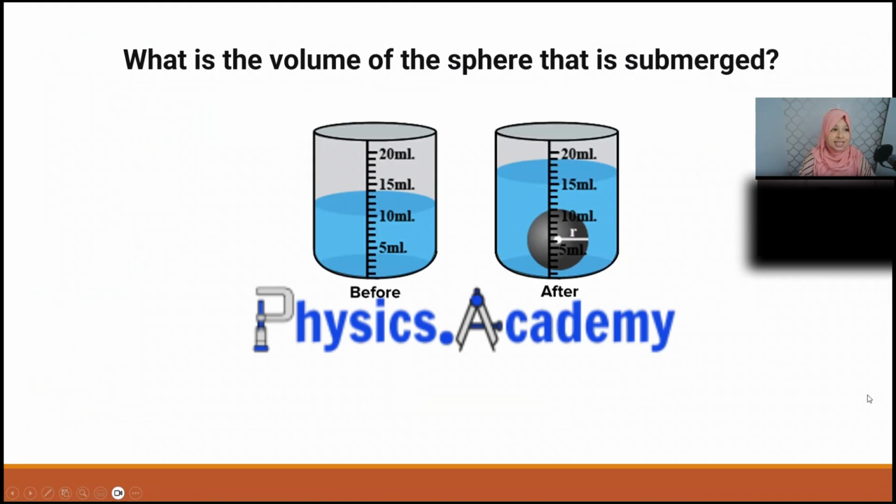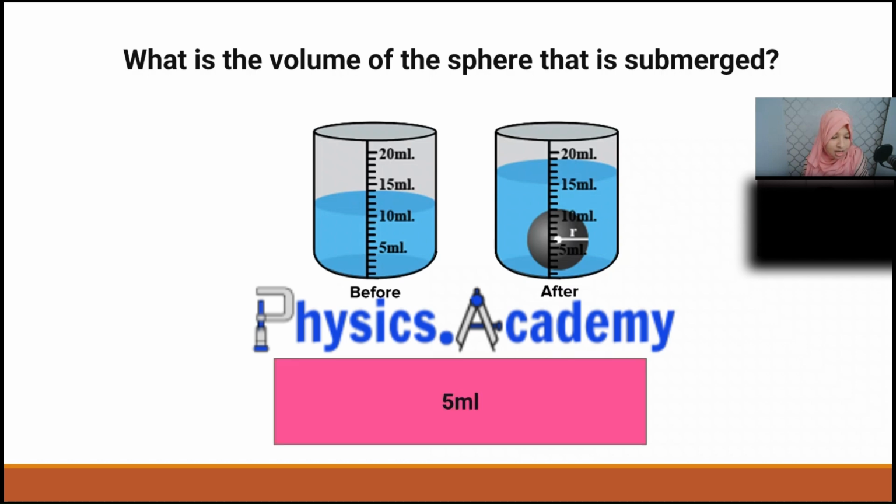Okay, so then let's check our understanding. What do you think is the volume of the sphere that is submerged? Make sure you're looking at the scale. Perfect, very good. So how do you know? Exactly, that's it. It is 5 ml because after the ball has been submerged, the level of the liquid, which was previously 10 milliliters, is now 15 milliliters. So the level has risen by 5 milliliters. So the volume of the object itself is equal to the volume of the liquid it has displaced, right? So that's why we have a volume of the sphere of 5 milliliters as well.